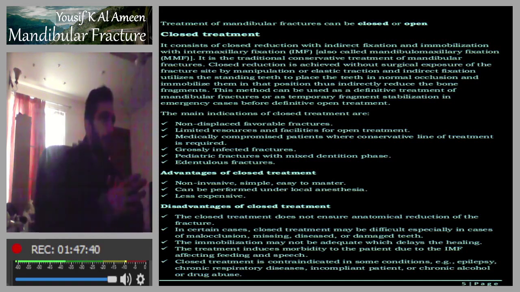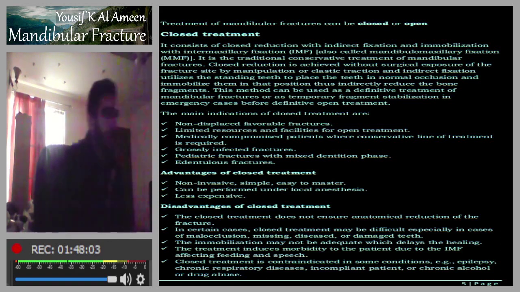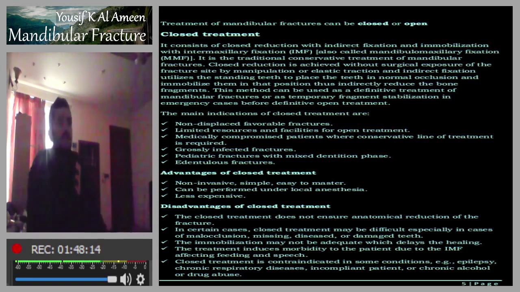Limited resources and facilities for open treatment. Medically compromised patients where a conservative line of treatment is required. Grossly infected fractures. Pediatric fractures with mixed dentition phase, and edentulous fractures.